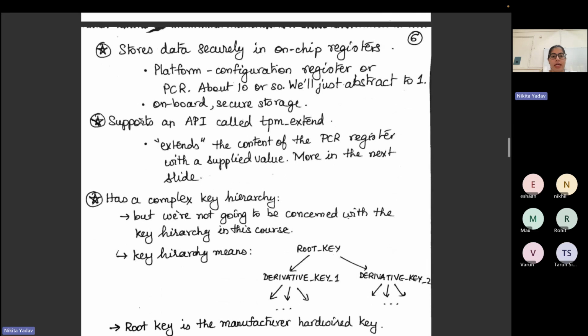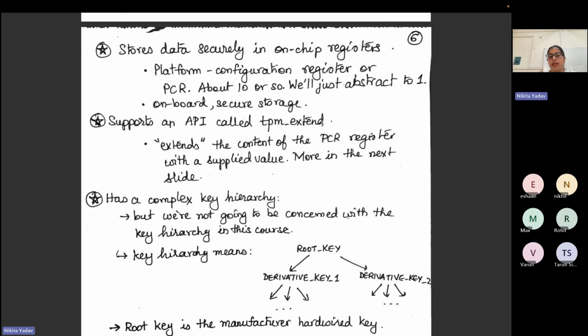Then we discussed the API which is provided by this hardware so that we can leverage it for our purpose, such as attestation. The API which is provided by the TPM is called the TPM_extend API.